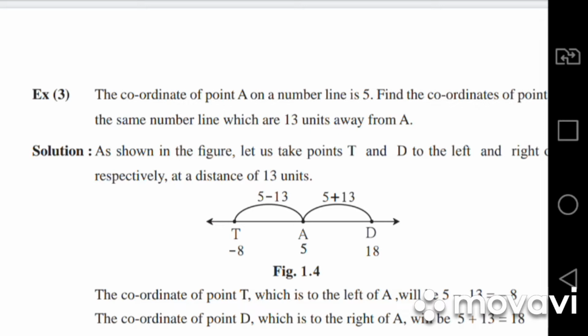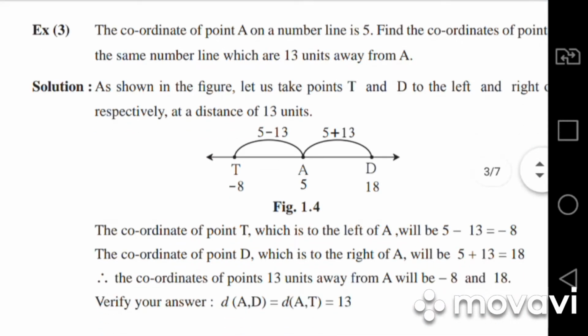Now if you see in the number line, the coordinate of point T is on the left hand side of A. So it will be 5 minus 13, and that is equal to minus 8. And the coordinate of point D is on the right side of A. So it will be 5 plus 13, and that is equal to 18. Therefore, the coordinates of points 13 units away from A will be minus 8 and 18, and we can write it as distance AD is equal to distance AT, and that is equal to 13.